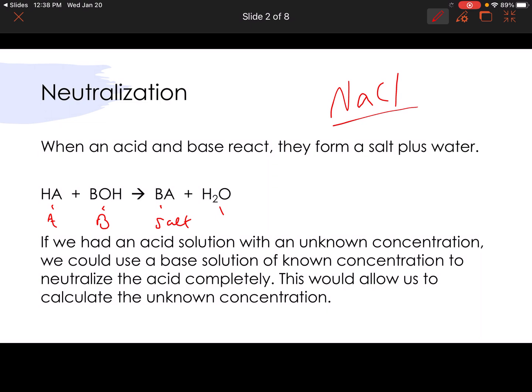So if we had an acid solution with an unknown concentration, basically we can use this reaction in our mole ratios to solve for an unknown concentration. So if this is your unknown, but you know the concentration of this base, for example, once you've reached a neutralization point, you can use the balanced equation to solve and to figure out the molarity of that unknown acid.